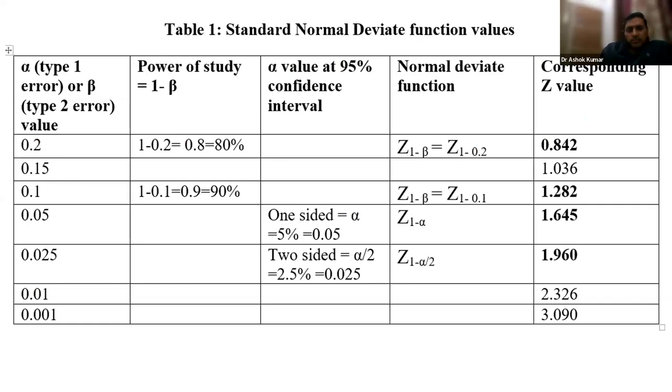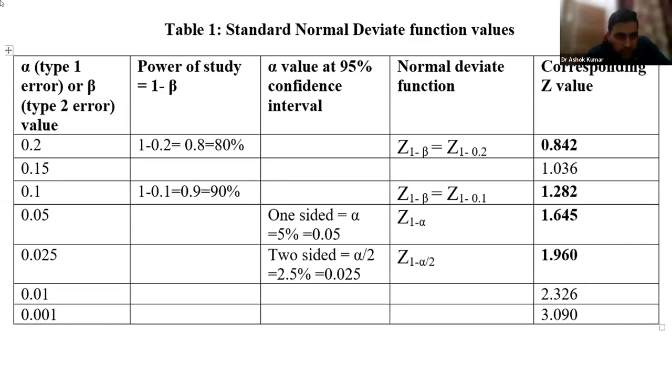This is a table. It is a very complicated table, but what you have to remember in this is the standard normal deviate function values, meaning Z score value, Z value. You have to remember this. Standard normal deviate function values means Z value, Z score value. You have to remember this, okay? So first we will read this table and then I'll tell you what you have to remember from this table.